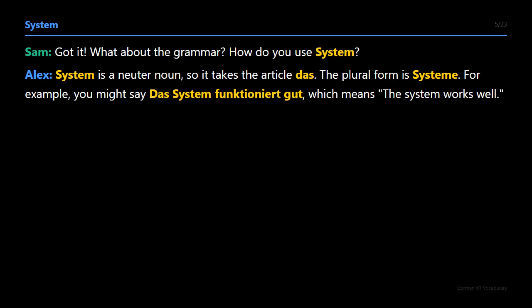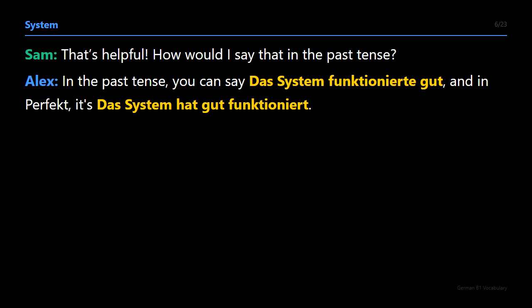That's helpful. How would I say that in the past tense? In the past tense, you can say, Das System funktionierte gut, and in the perfect, it's Das System hat gut funktioniert.